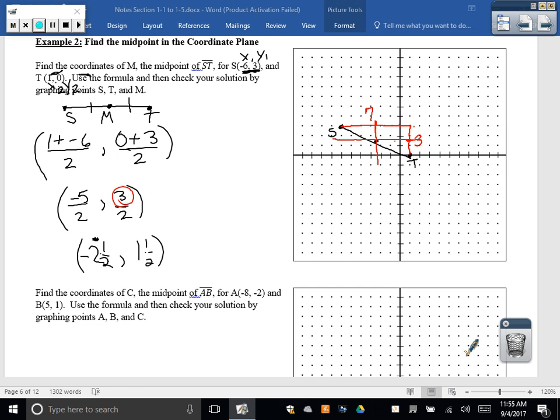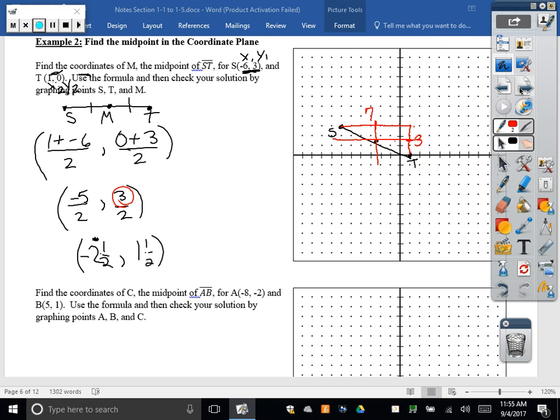Okay? I want you to take a moment, and I want you to do this second one on your own. Find the coordinates of C, that's the midpoint of AB. You've got A, which is at -8, -2, and B is at 5, 1. Take a moment and see if you can figure that out and place your answer in Edpuzzle.